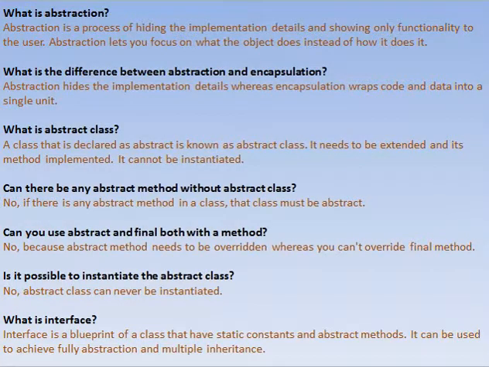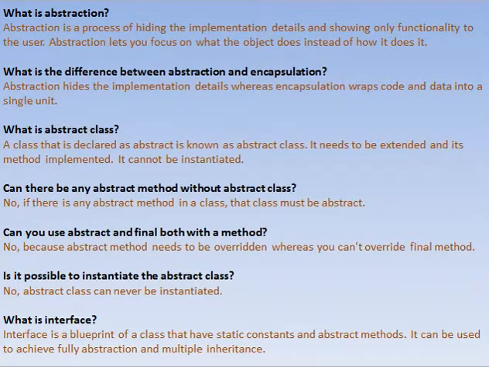Can you use abstract and final both with a method? No, because abstract method needs to be overridden, whereas you can't override final method. Is it possible to instantiate the abstract class? No, abstract class can never be instantiated.